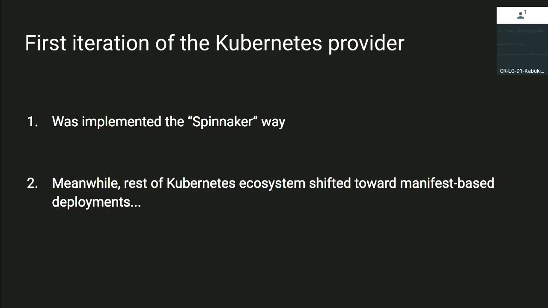All right, so the first iteration was implemented in what you can call the Spinnaker way. At the time, the Amazon provider and the Google providers were in really good shape, and the implementation sort of followed their path, so to speak. But since the implementation was first open sourced in very early 2015, we've seen the rest of the ecosystem sort of shift towards manifest-based deployment. Basically, you have a YAML file that describes a replica set or a deployment. You make a change to that, and then you apply that change to your cluster with kubectl.